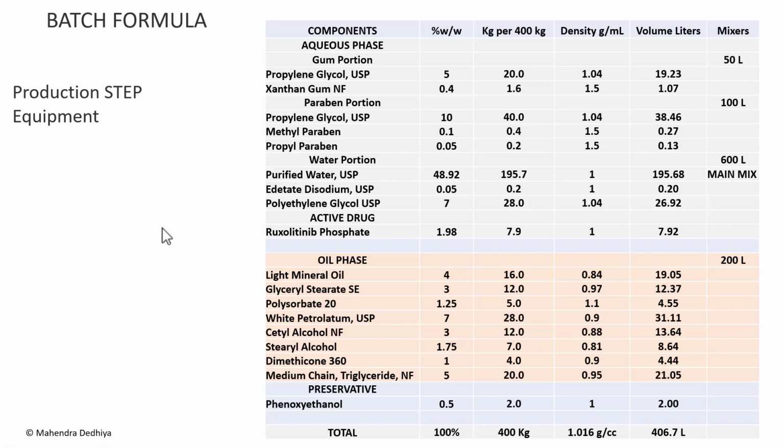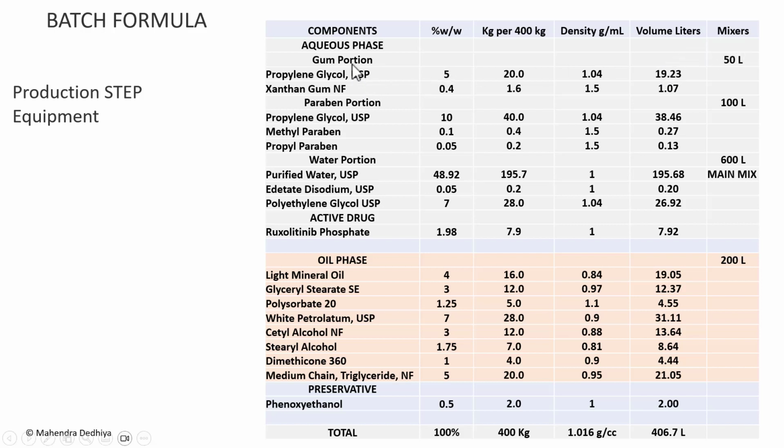Let's look at the batch formula. This has been rearranged, provides percent weight to weight, provides kilogram for 400 kilo batch. Density from the literature is shown here. Based on this, we can calculate volume of each component and the total volume. 400 kilo batch volume is 406.7 liters. Based on the volume and 40 to 70% capacity, we can calculate the mixer size.